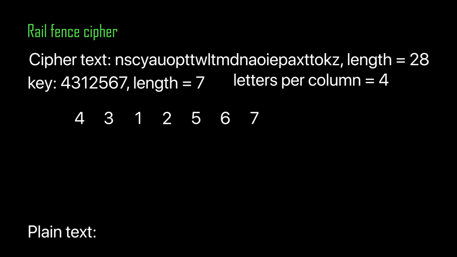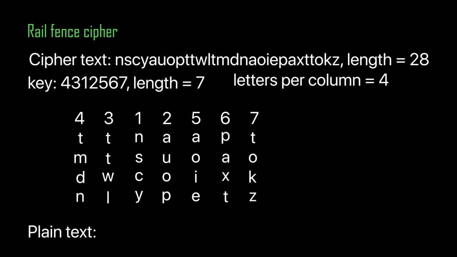In our case, the number is 4, and we need to fill each column in according to the key's numeric values with 4 letters at a time. The first 4 letters are NSCY, and they are expected to be in 1's column. The next 4 are A, U, O, P, and they should go to 2's column. This process continues until the rectangle is filled up. To get the plaintext, we just need to read the rectangle row-wise as follows.